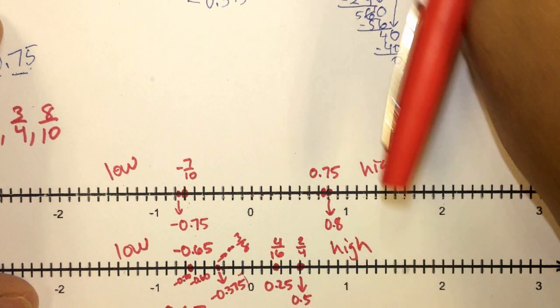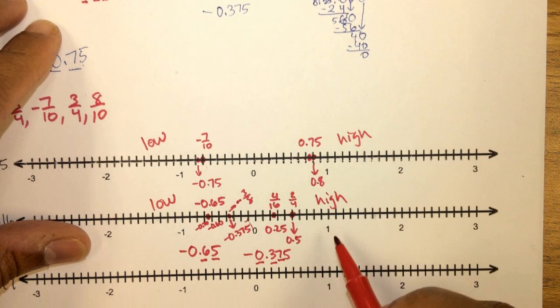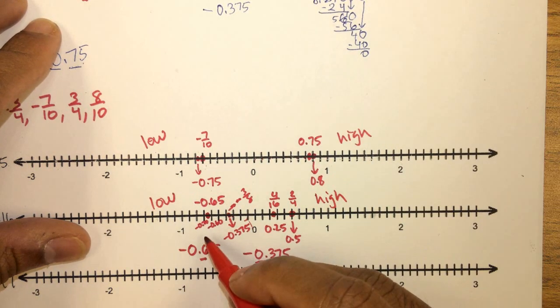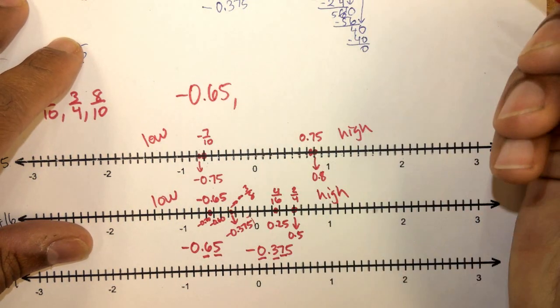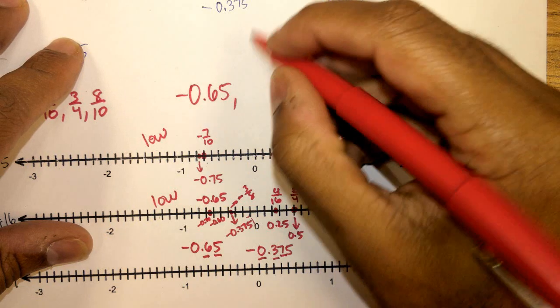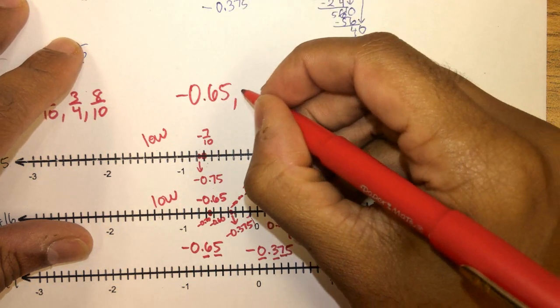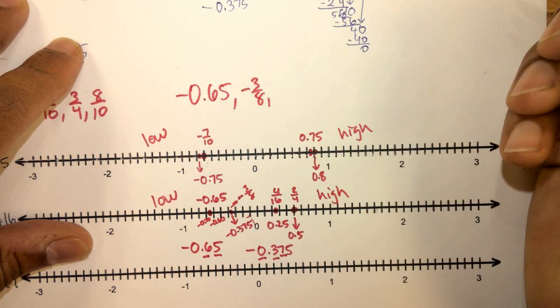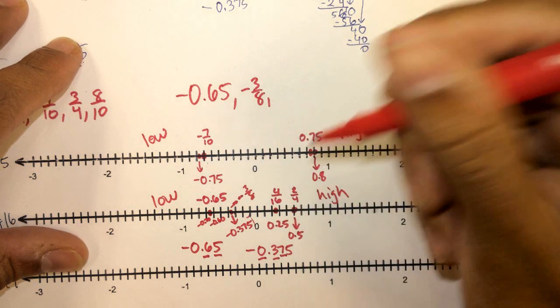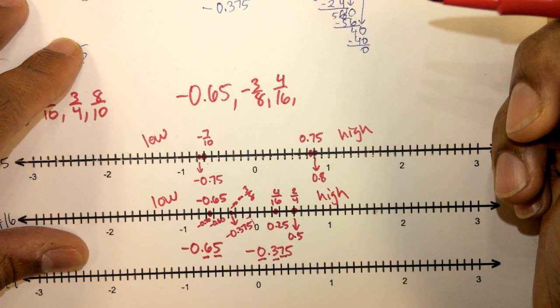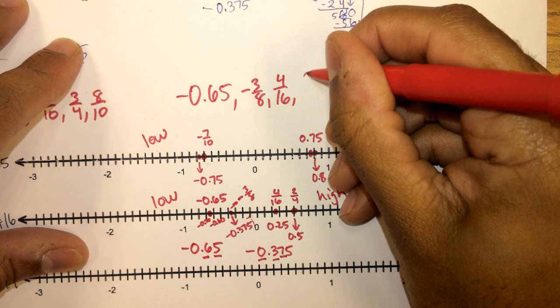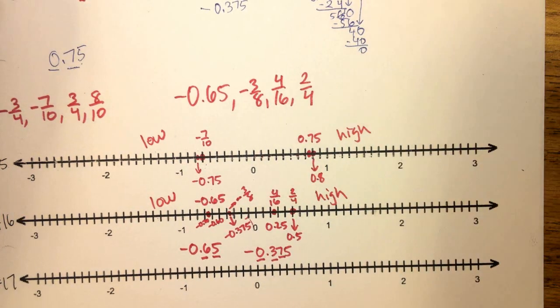So I work those out, and I want to write down the correct values. My lowest number is negative 65 hundredths. My next one is negative 375 thousandths, or negative 3/8. My next one is 4 1600ths. Then my last one is 2/4.